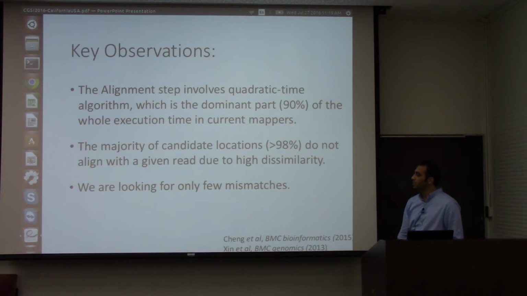The second observation is that the majority of candidate locations do not align with the reference due to high dissimilarity, and we waste time verifying them using dynamic programming. If we use some simple heuristics, we can easily discard them and let the dynamic programming do the rest on the other candidate locations. And more importantly, we are looking only for a few mismatches, normally less than 5%.